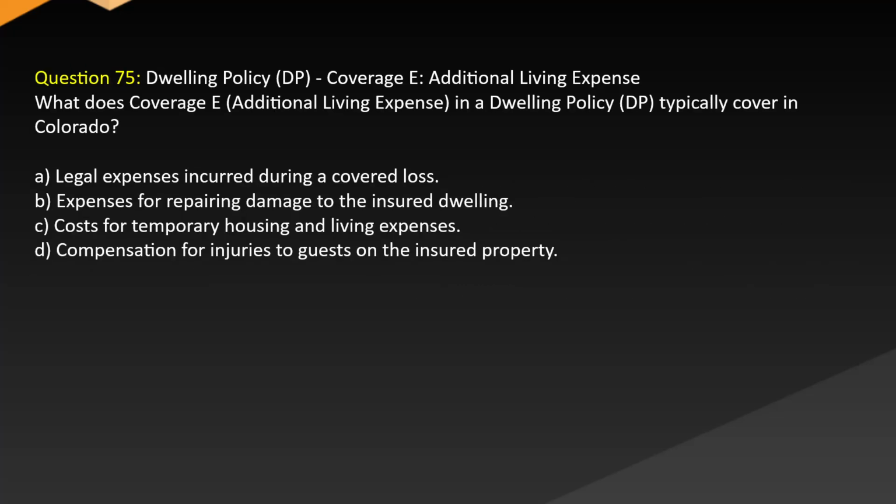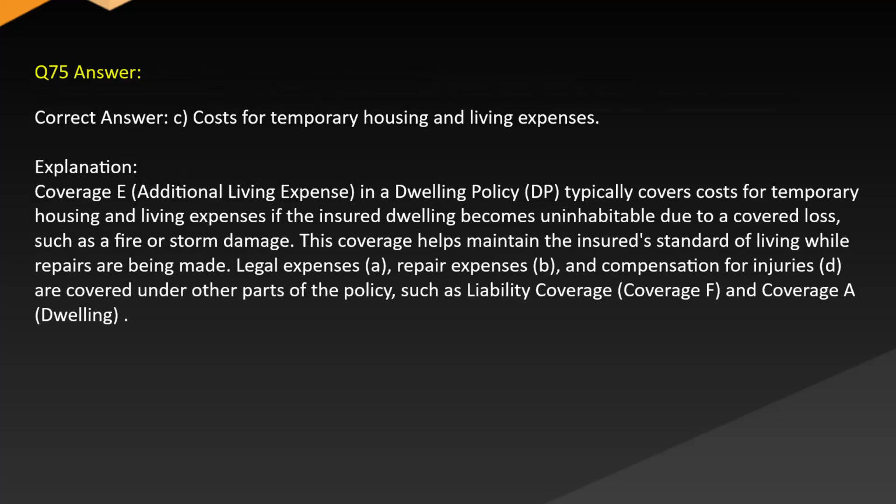Question 75. Dwelling policy DP. Coverage E. Additional living expense. What does coverage E typically cover in Colorado? A, legal expenses incurred during a covered loss. B, expenses for repairing damage to the insured dwelling. C, costs for temporary housing and living expenses. D, compensation for injuries to guests on the insured property. Correct answer: C, costs for temporary housing and living expenses.